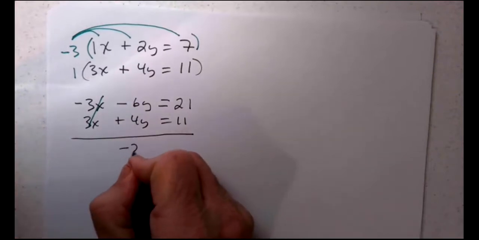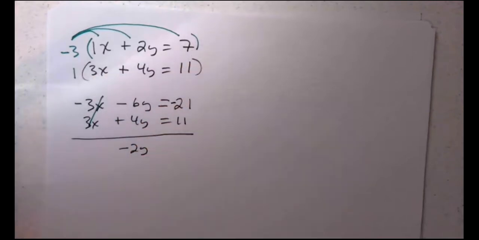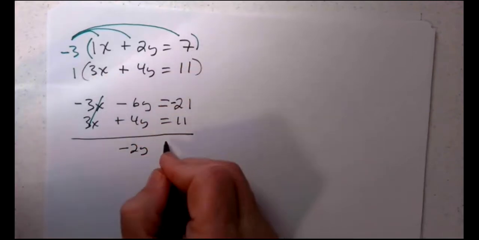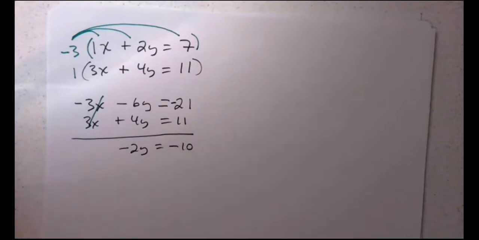and it looks like I made an error here. Negative 3 times 7 is negative 21. Negative 21 and 11 is negative 10. Then we divide by negative 2.